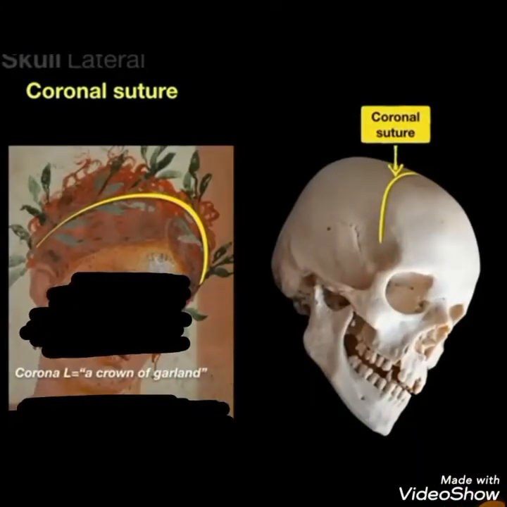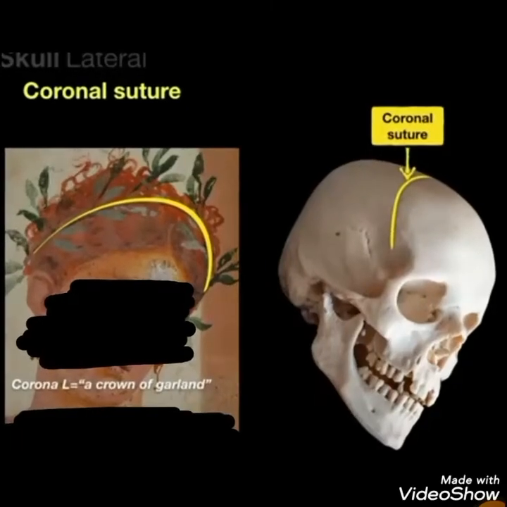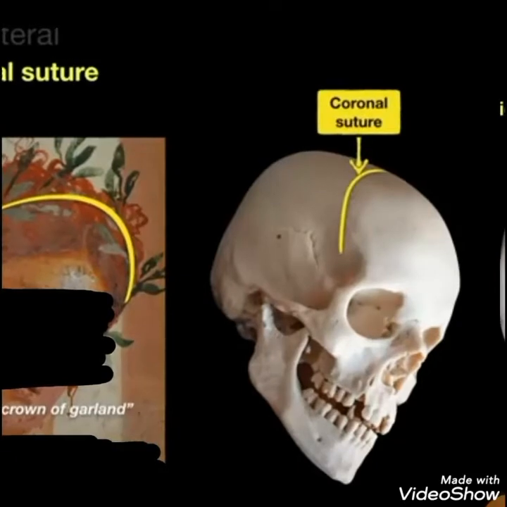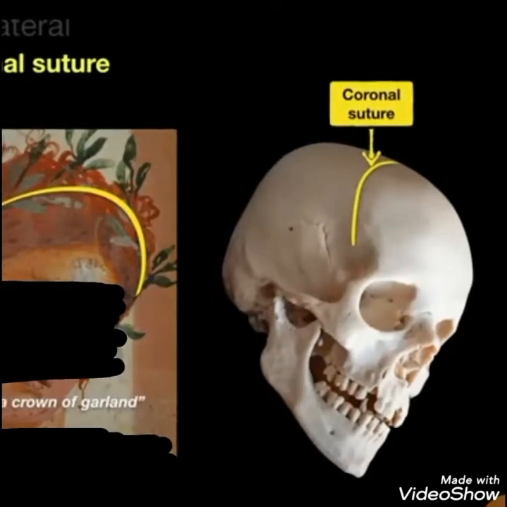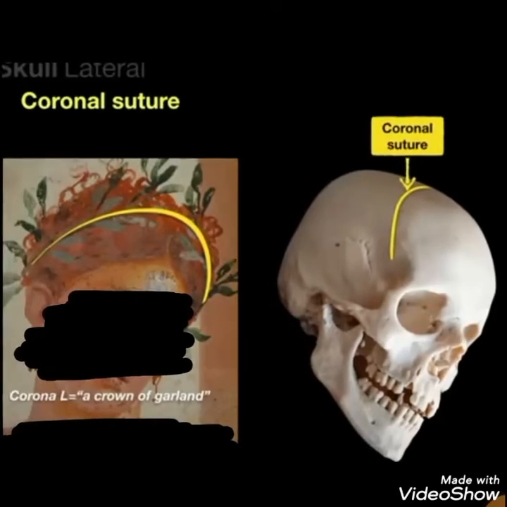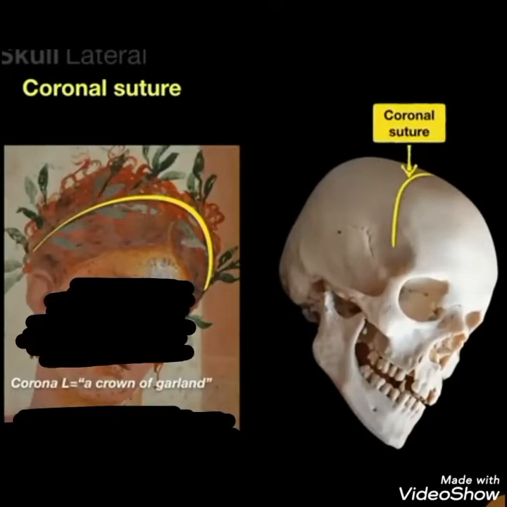Concentrate on the coronal suture that starts from one temporal area towards the other temporal area or fossa. You can see it resembles a crown. You can see the crown-wearing lady on the left side.